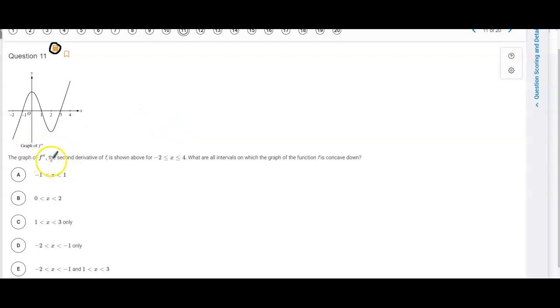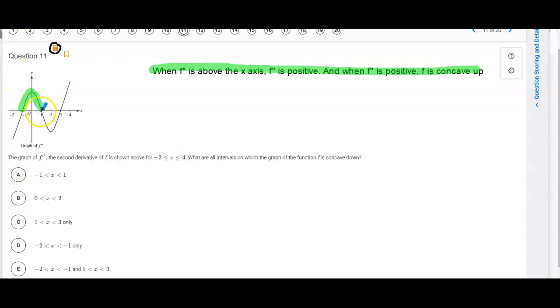All right, so the graph of f prime, the second derivative of f, is shown above. So this is a f double prime graph, okay? And let's review what we know about that right now. Anytime f double prime is above the x-axis, that means it's positive. And when f double prime is positive, that means that f is concave up. So let's write that down. So in this interval here, f would be concave up, and also on this interval here.